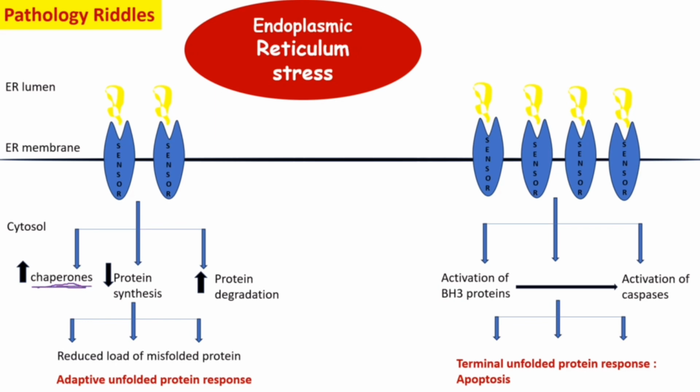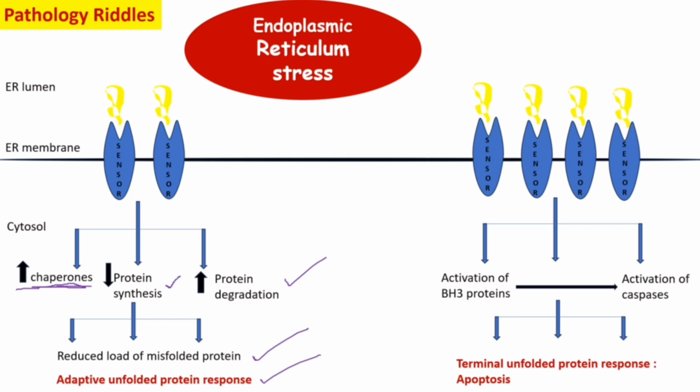The chaperones are the checkpoints which will correct this protein response. And how are they going to do it? They will increase the production of chaperones. They will decrease the protein synthesis so that more and more misfolded proteins don't occur. And whichever are produced, increased protein degradation occurs. So that's how we reduce the load of misfolded protein so that they cannot cause any injury to the cell. This is how we normally function, that is, the adaptive unfolded protein response occurs.